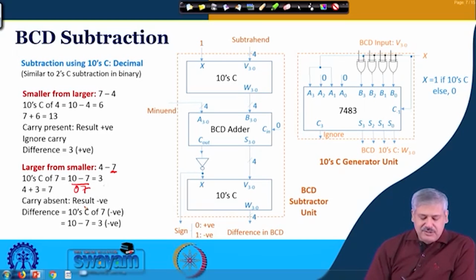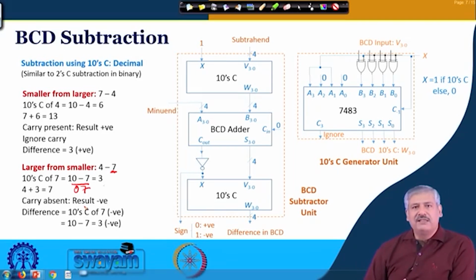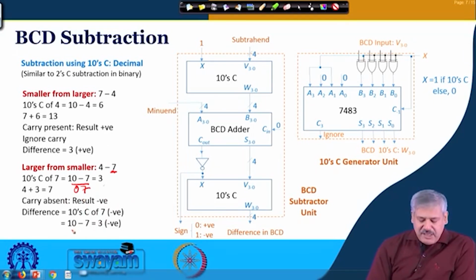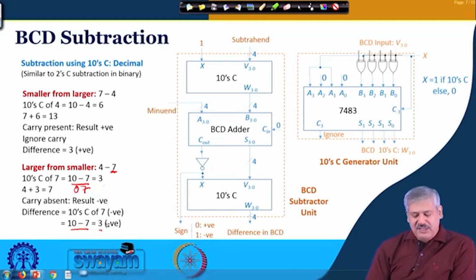subtraction. In that case, the result was in 2's complement form if it was negative. So we had to do another 2's complement to get the magnitude of the result in proper binary coded representation. Similarly here, when it is negative and you want to know the magnitude, take the 10's complement of 7, so 10 minus 7 is 3. So the answer is negative and its magnitude is 3, so minus 3. This is how you can perform 10's complement subtraction for decimal numbers.